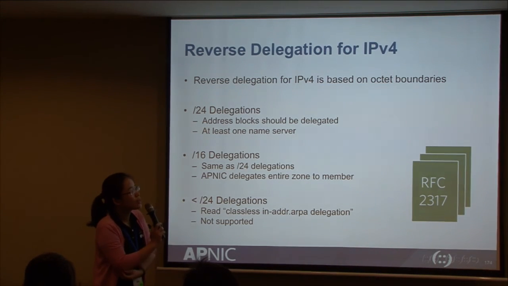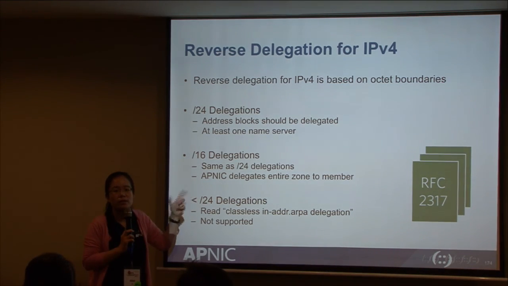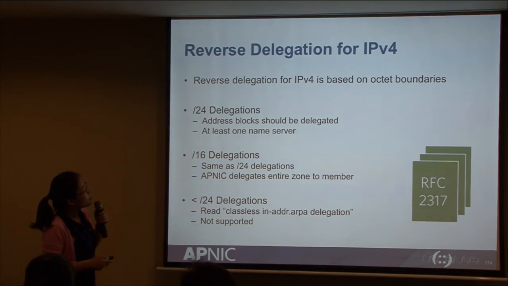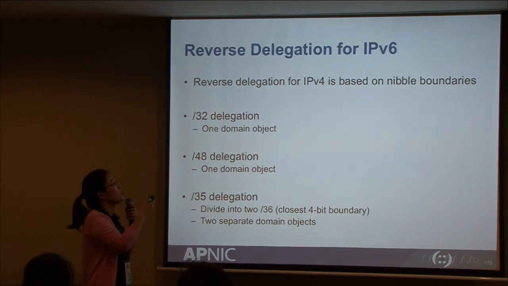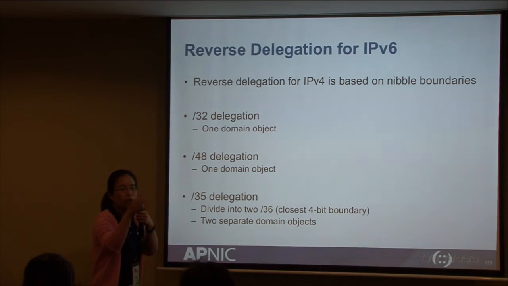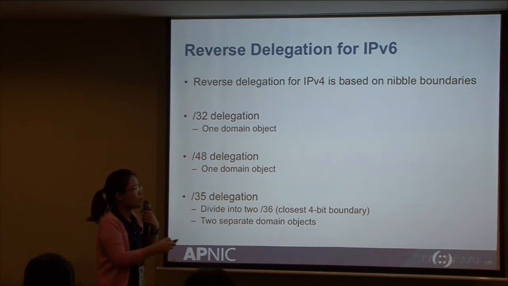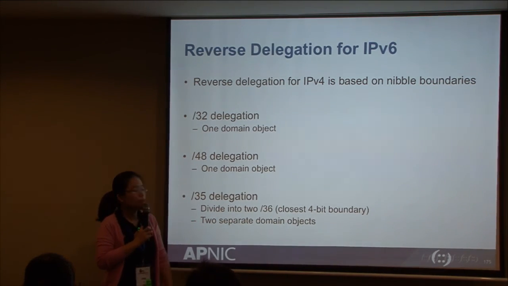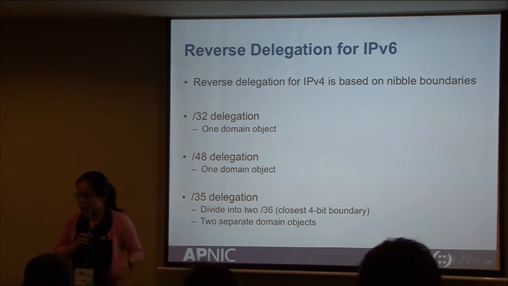If you have any queries, we also have other material on how to create reverse DNS, and you can find it on the APNIC training website. IPv4 goes by /16 and /24. For IPv6, if you get a /32 delegation, you only need to create one domain object. But if you get a /35, you need to divide it into two /36, so you have to create two separate domain objects. This is related to when you create the domain objects.